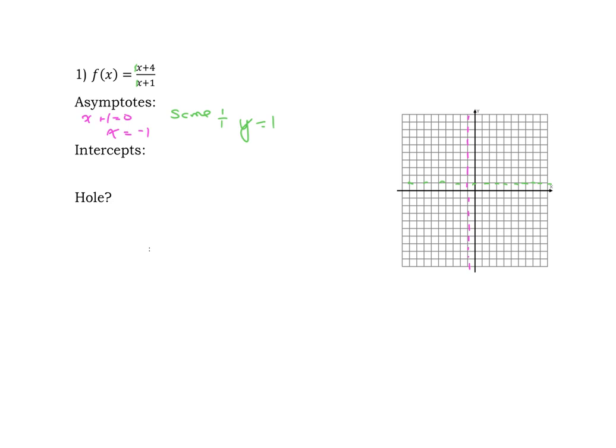Now my intercepts come from two different places. So the x-intercept comes from the root of the numerator, which is x plus 4 equals 0. So that is x equals negative 4. So I have negative 4, 0.